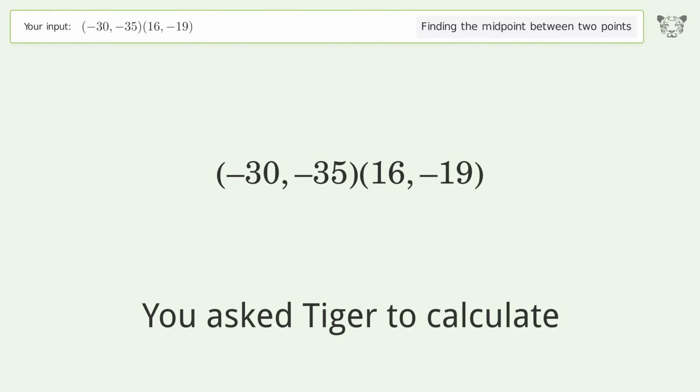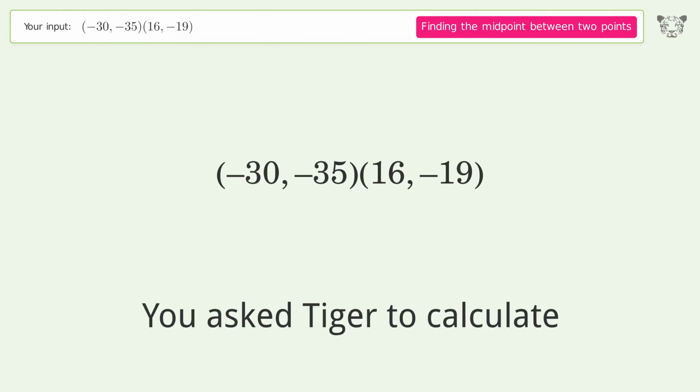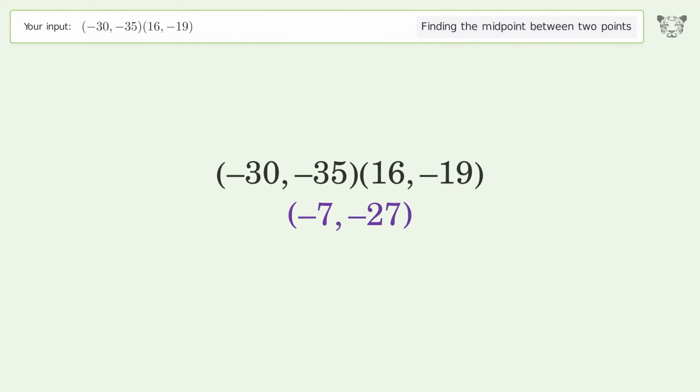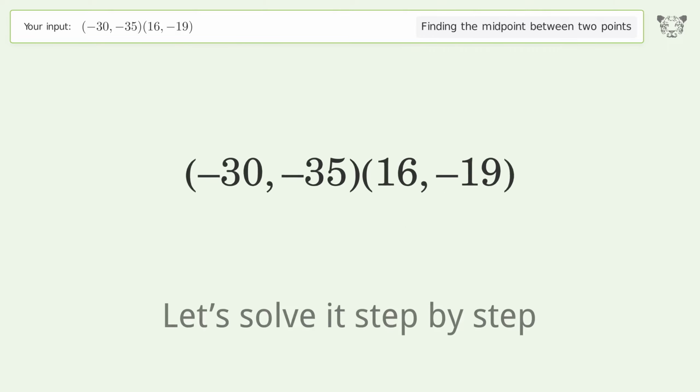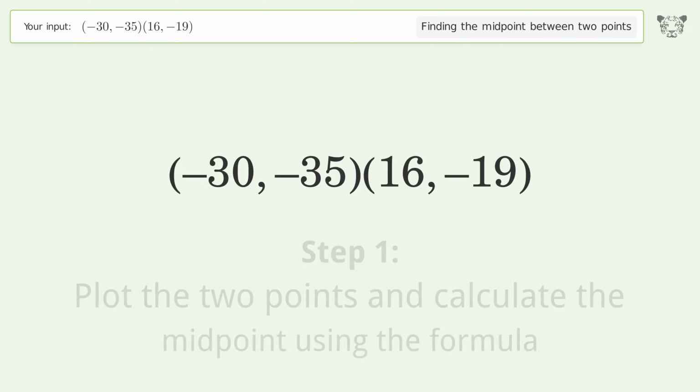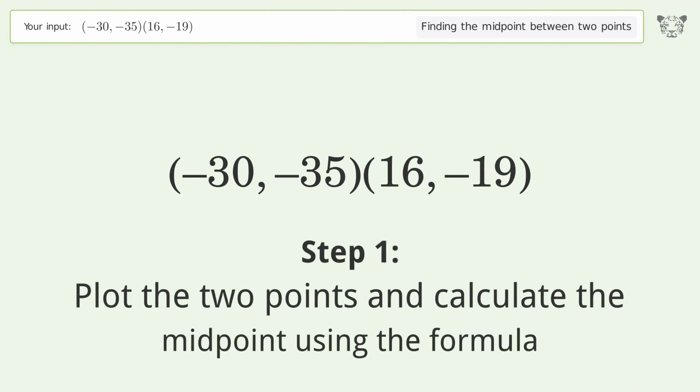You ask Tiger to calculate. This deals with finding the midpoint between 2 points. The midpoint between the 2 points is -7, -27. Let's solve it step by step. Plot the 2 points and calculate the midpoint using the formula.